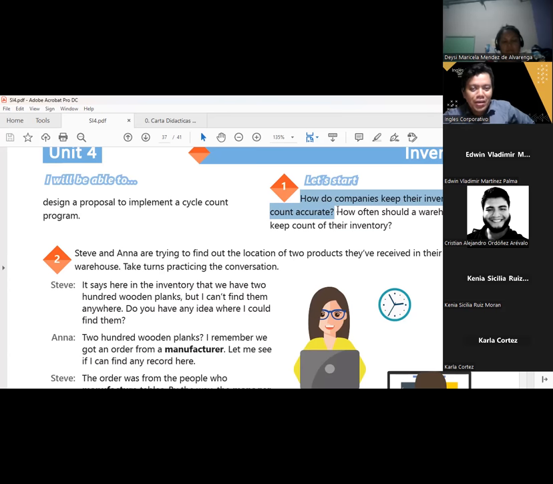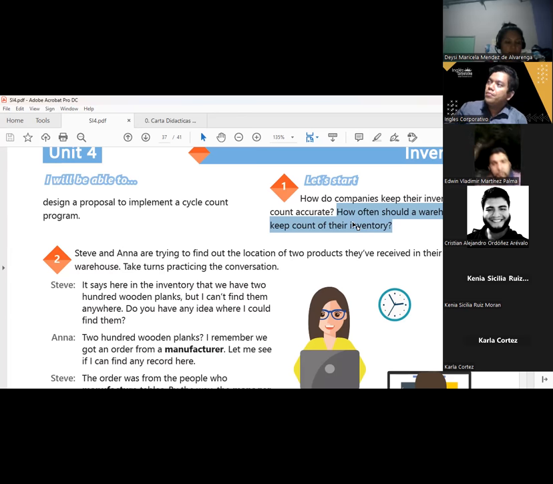Now, what about the second question, guys? How often should a warehouse keep count of their inventory? Daisy, Edwin, and Christian, how often do you think a warehouse should keep count of their inventory? How frequent? We think that it depends on the seasons and if the stores need more products. And besides that, I think they have an annual count to know how their inventory is.